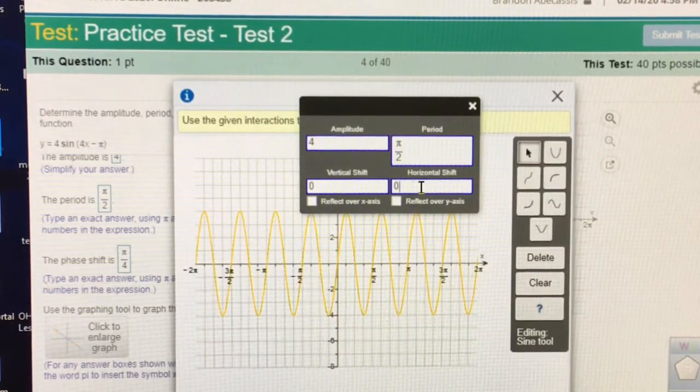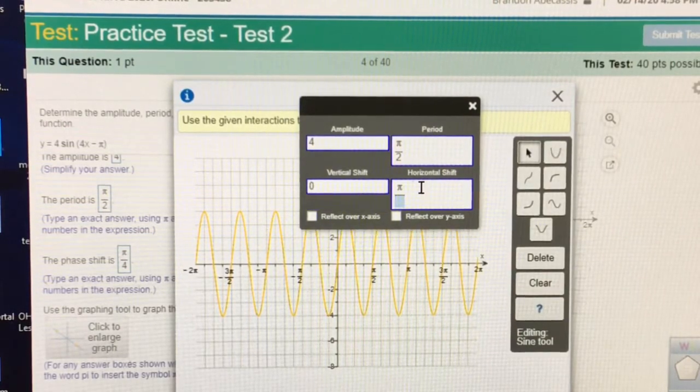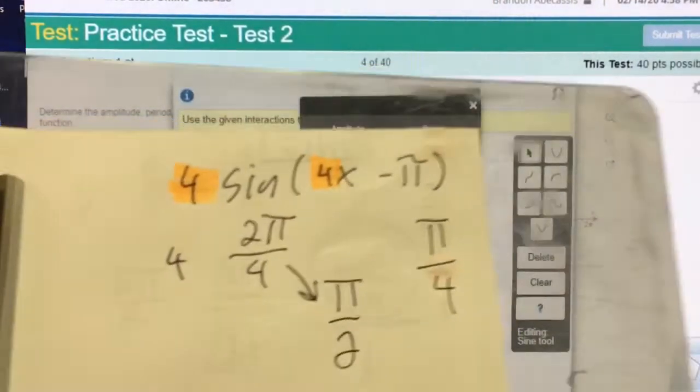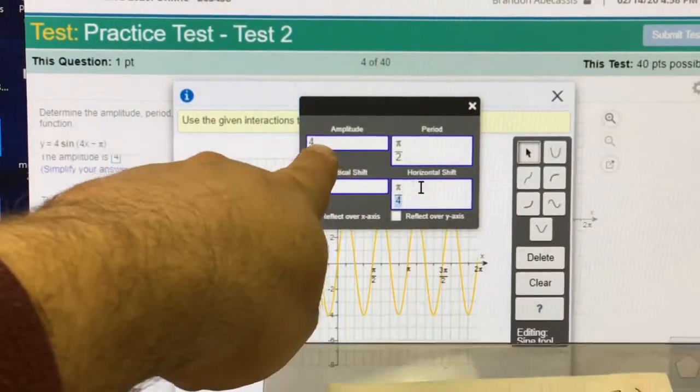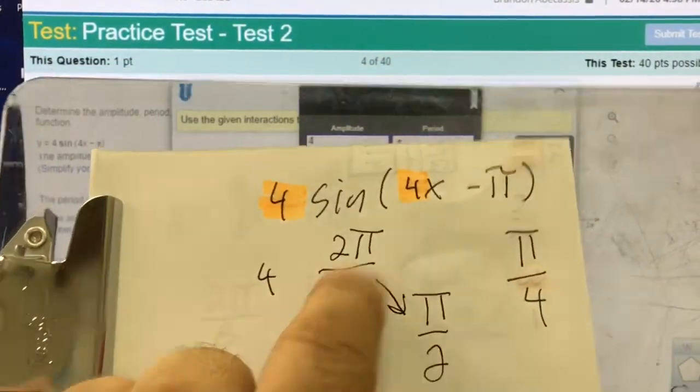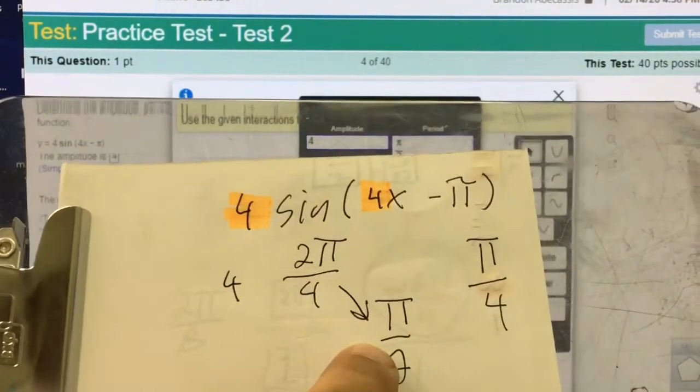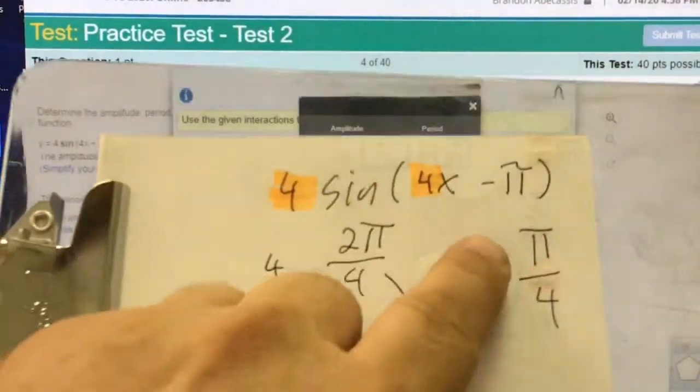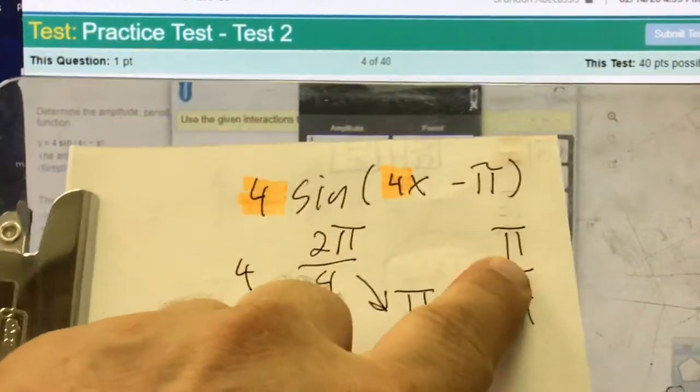And the horizontal shift was pi divided by 4. So again, you have to type in the letters p and i, and it changes to pi, divided by 4. I got all that information from looking at this. The 4 for the amplitude goes there. Then 2 pi over 4 simplifies, so I put 2 pi over that 4, and that's going to be 1/2 pi or pi over 2, and that's the period. And then the horizontal shift is negative pi, the opposite of negative pi over 4, or just pi over 4.